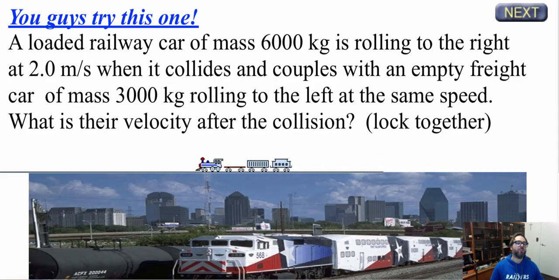So here's another collision question with coupling. A loaded railway car of a mass of 6,000 kilograms is rolling to the right at a speed of 2 meters per second when it collides and couples with an empty freight car with a mass of 3,000 kilograms rolling to the left at the same speed. What is their velocity after the collision?